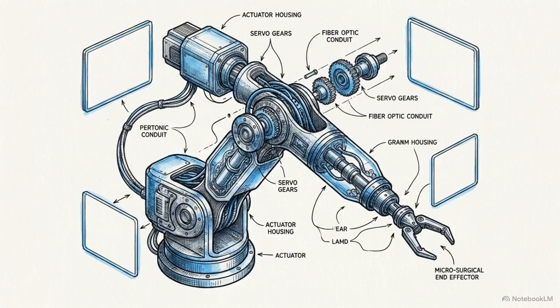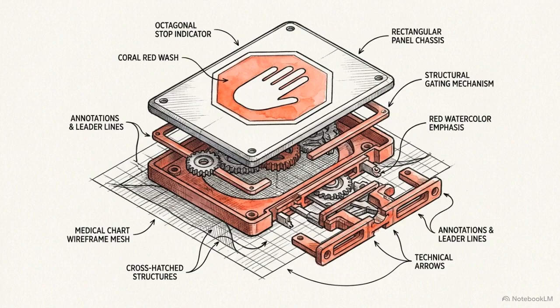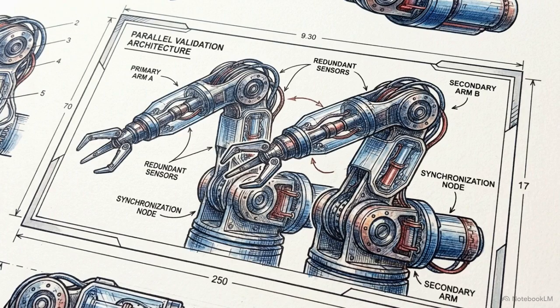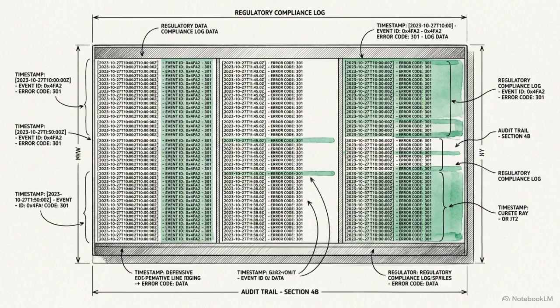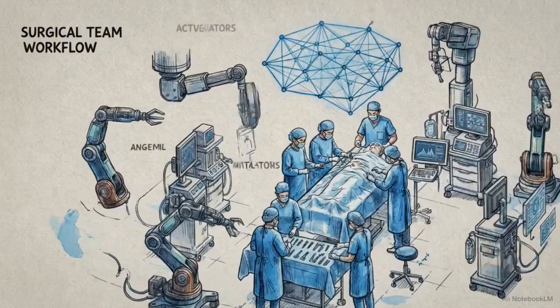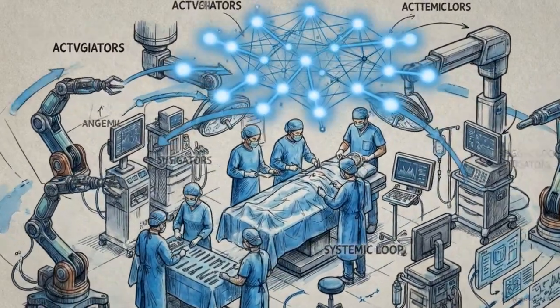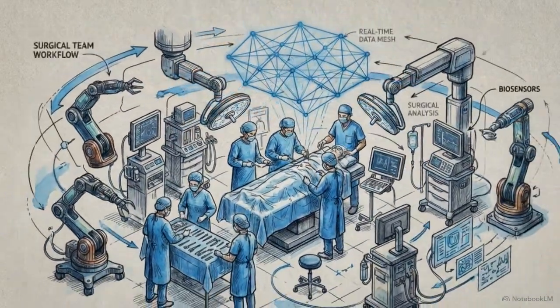The modern robotic suite is an integrated loop: live statistical monitoring, strict clinical gating, parallel shadow validation, and continuous regulatory logging. Artificial intelligence in healthcare is not a static tool you install and forget. It is a dynamic, rapidly evolving mathematical system that demands continuous, rigorous management to maintain the safety of the patient.